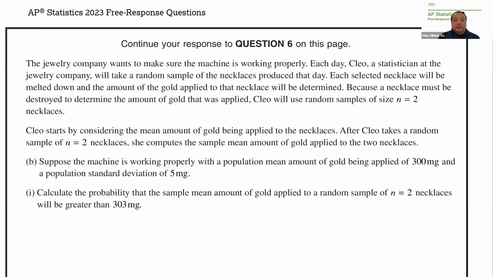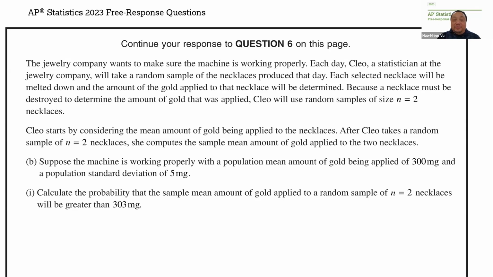Next page. The jewelry company wants to make sure the machine is working properly. Each day, Cleo, a statistician at the jewelry company, will take a random sample of necklaces. Each selected necklace will be melted down and the amount of gold applied to that necklace will be determined. Because a necklace must be destroyed to determine the amount of gold that was applied, Cleo will use random samples of size n equals 2 necklaces. That sounds a little bit different from class already, right? In class, we never do things with samples of 2. It's always a very large number.